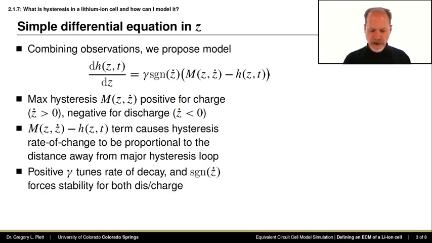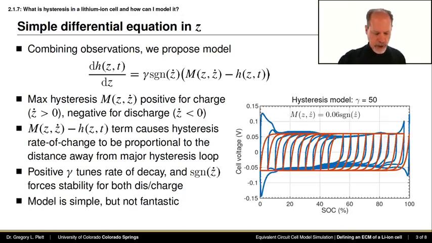The positive scalar gamma in this equation tunes the rate of change. So if gamma is large, then hysteresis changes relatively quickly. If gamma is small, it changes relatively slowly. So it's like a time constant, but it doesn't operate in time again. It operates as state of charge changes for this cell. And finally, the sign of Z dot term is included there to make sure that the equation is always stable no matter whether we're charging or discharging, so it doesn't just go crazy.